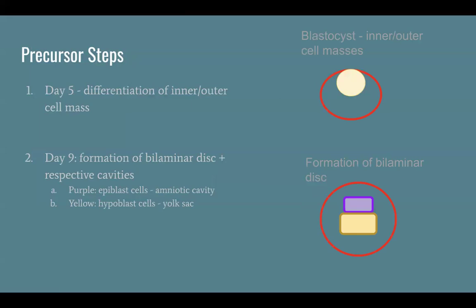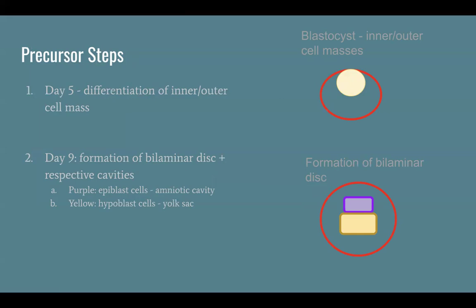So first, let's go into the precursor steps. So just as a preface, this is not tested in the brain beat. However, these materials are really helpful to understanding the preface for neuron development and the brain development. So first, you have on day 5.